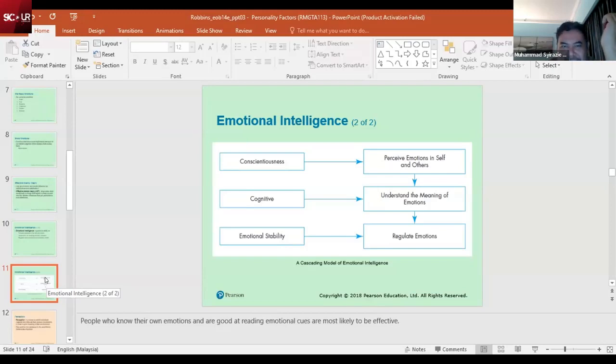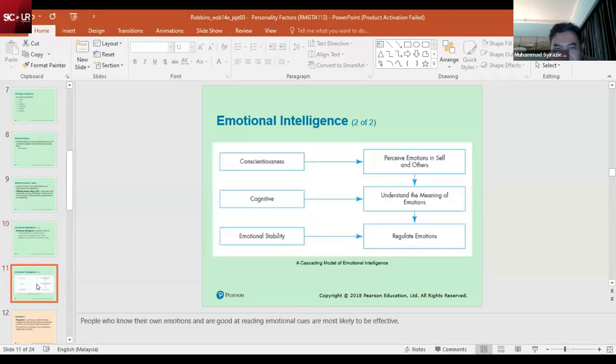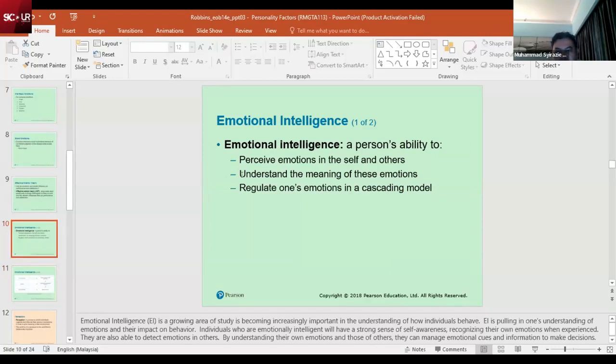Emotional intelligence. Here, it says that people who know their own emotions and are good at reading emotional cues are most likely to be effective. Okay, in emotional intelligence, it says to regulate one's emotion in a cascading model. This is the cascading model of emotional intelligence. You have conscientiousness, the perception of emotions in self and others. Then cognitive, understanding the meanings of emotion. And emotional stability, you regulate the emotion. Basically, this cascading model is comprised of these three abilities.